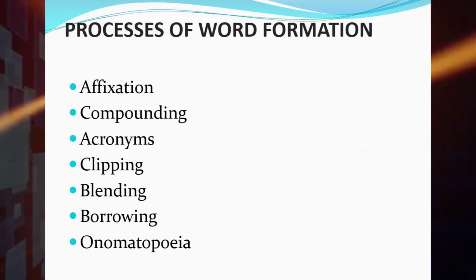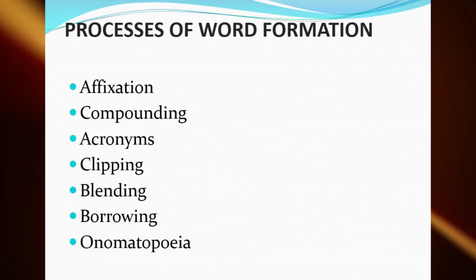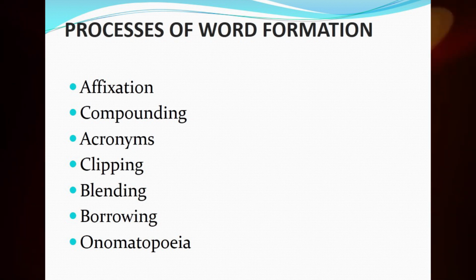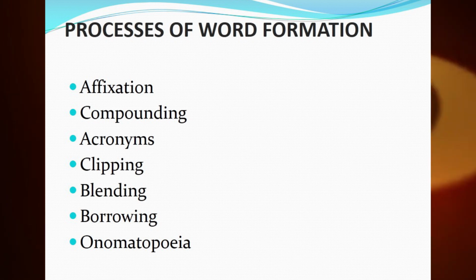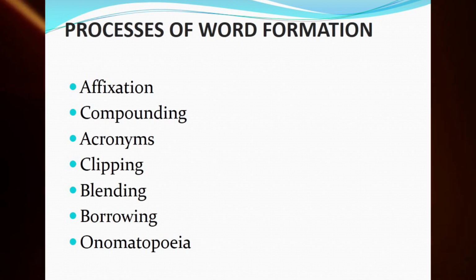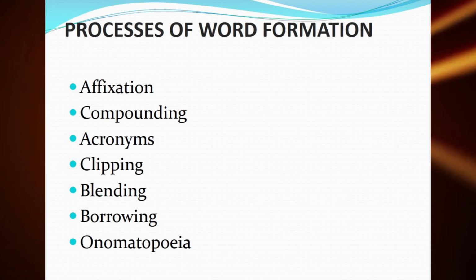There are several processes of word formation in English. To list a few: affixation, compounding, acronyms, clipping, blending, borrowing, and onomatopoeia. Now let us learn each of these in detail.